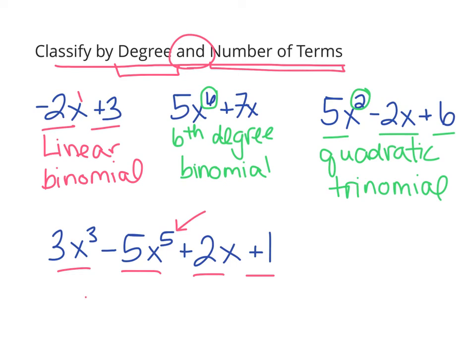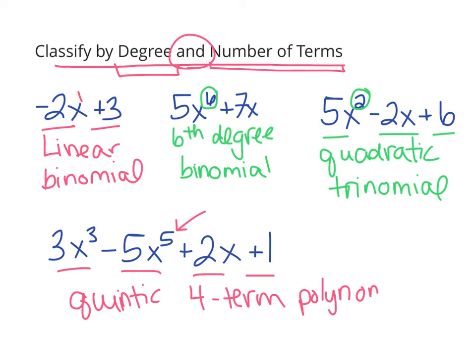So this is a quintic, and quintic is coming from that 5th degree. It's a quintic 4-term polynomial because the 4 terms does not have a cute little name. We only have monomial, binomial, and trinomial. We don't have anything for 4 terms, so it just becomes a 4-term polynomial. Again, quintic because the highest power is actually on the 5 there.